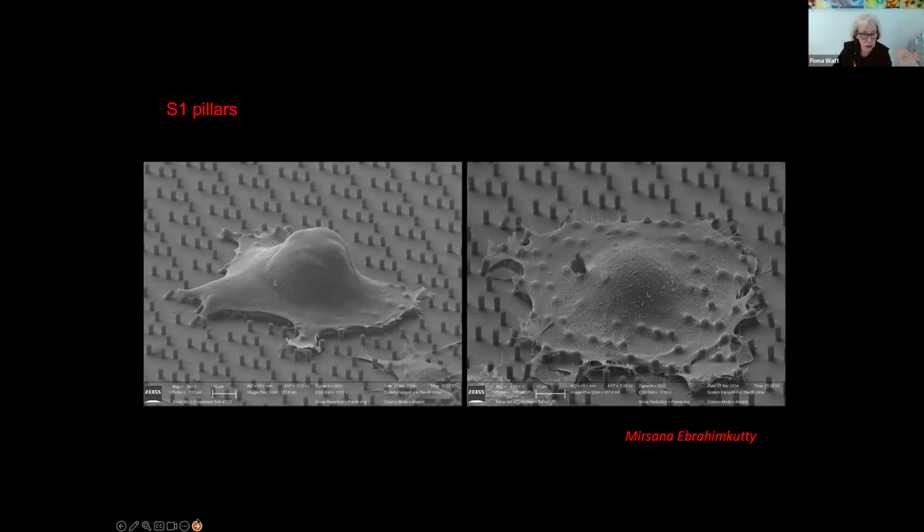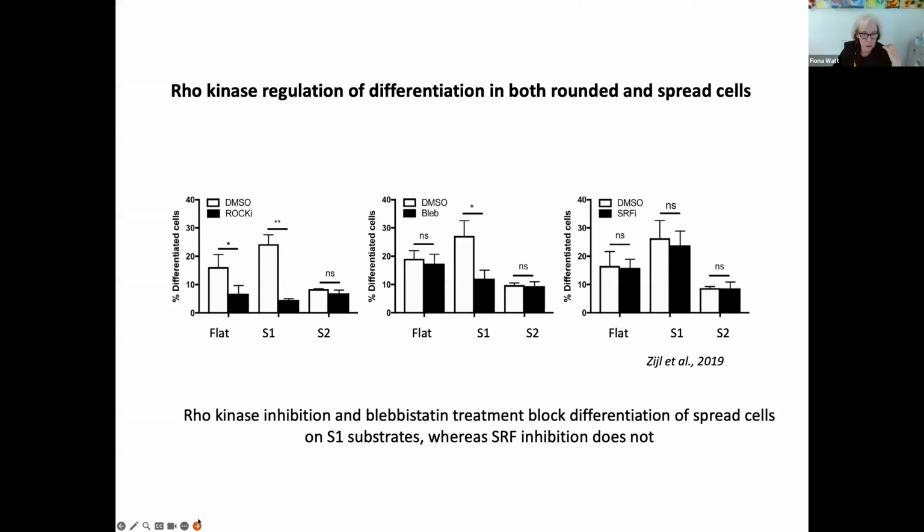So cells differentiate on this substrate. And as you can imagine, we were really disappointed to find that even though the cells are differentiating while they spread, we can still block differentiation if we inhibit Rho kinase. And this is a flat substrate, the S1 substrate, the S2 substrate, and you can see the inhibitory effect on differentiation.